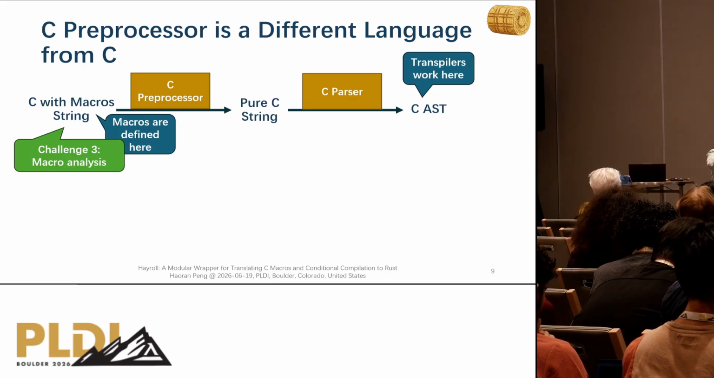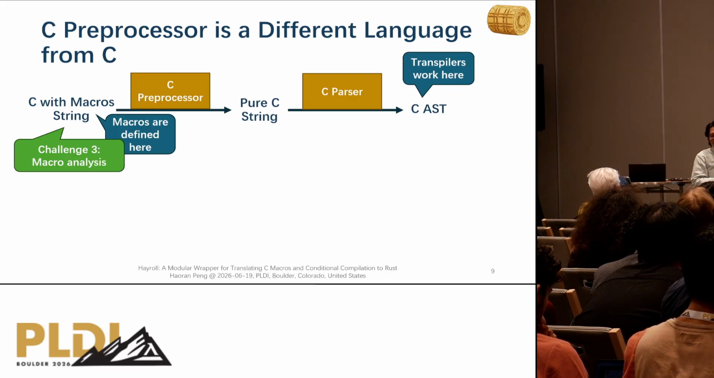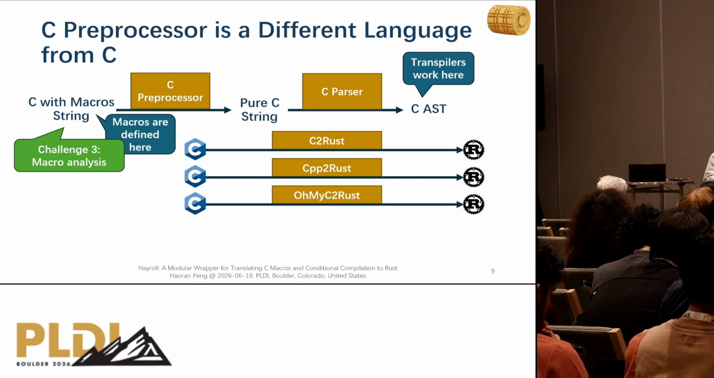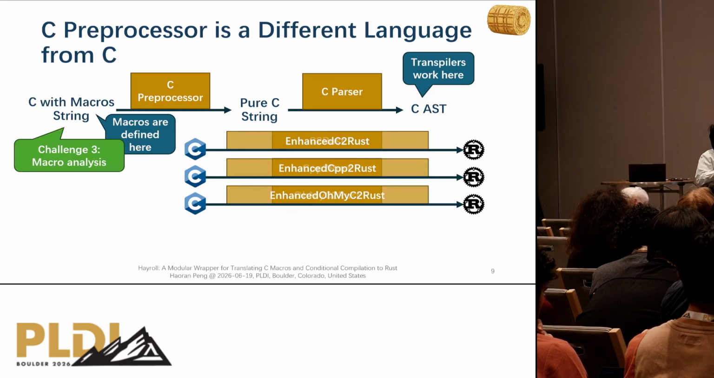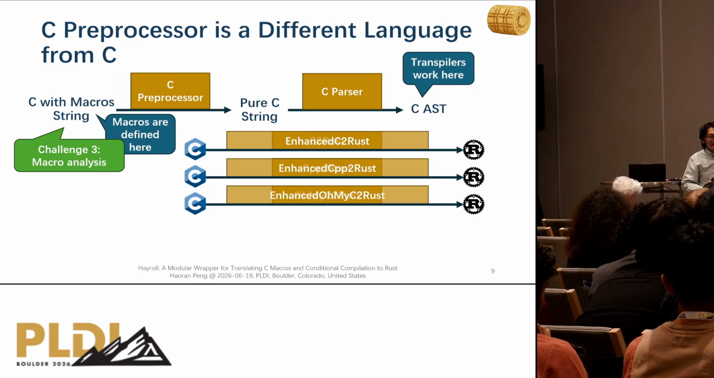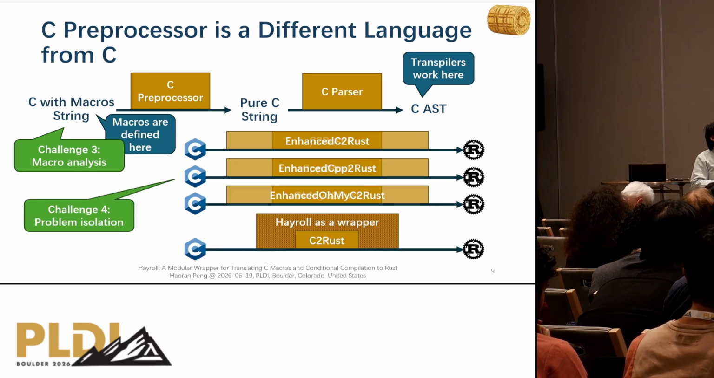This also raises a practical engineering challenge. If we want all these existing C to Rust translators, C to Rust, C++ to Rust, which we've just seen, and maybe my C to Rust in the future, who knows, to support macros, they also have to dump a bunch of logic unrelated to their AST handling into their pipeline. Very tedious. We don't want everybody to do this, so we decided to isolate this problem, building Hayroll as a wrapper around any macro-oblivious translator to make them macro-aware.